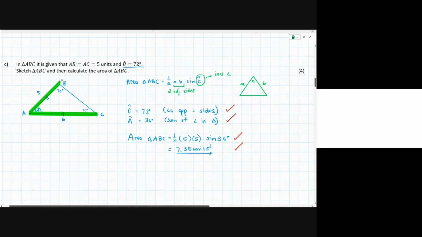Ma'am, if the formula is on the formula sheet, is it necessary to rewrite it as it is and then substitute, or can you just move straight on? You can go straight into substitution. Yes, ma'am. But then if it were to be the case whereby it's not on the formula sheet, then would they require us to write it?